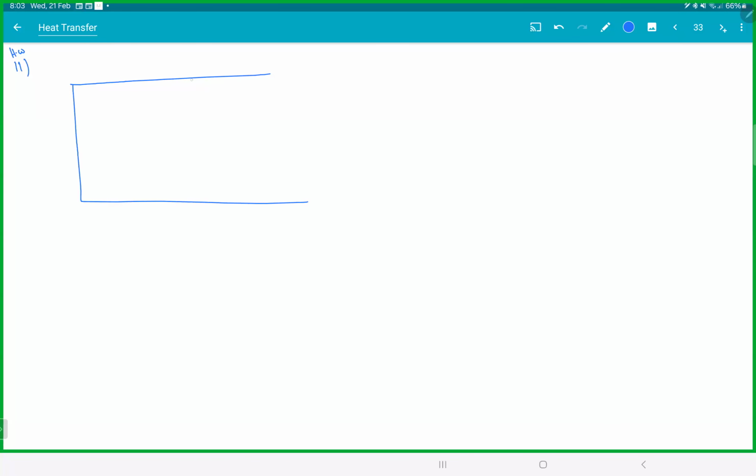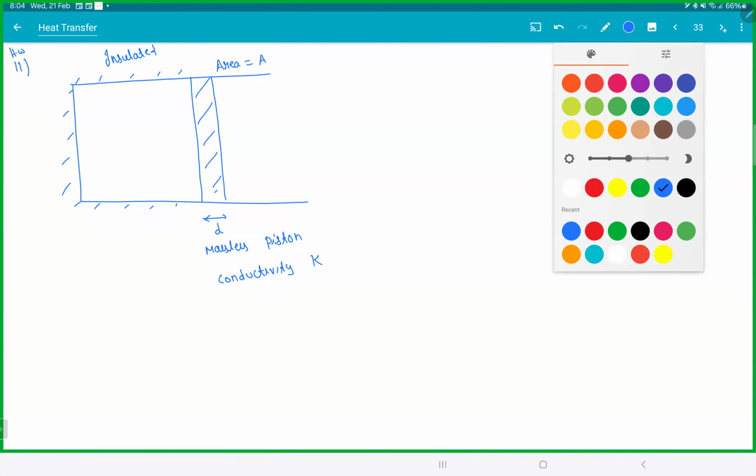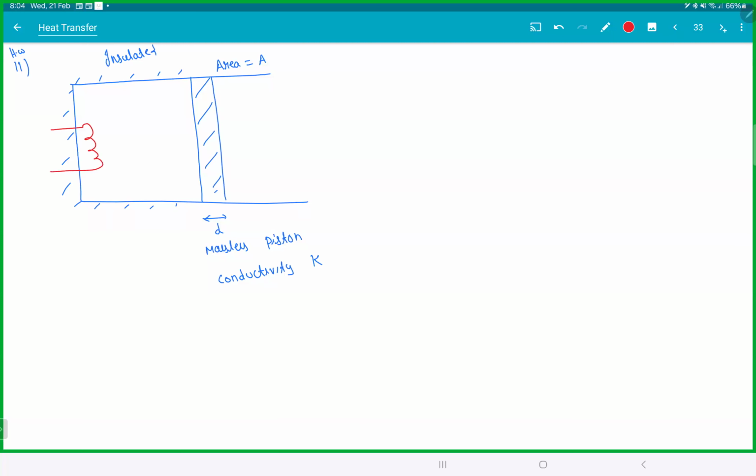So we have a piston. The thickness of the piston is D. Area of cross section A. Thermal conductivity of the massless piston is K. And the whole setup is insulated. Piston is conductive, meaning piston can send the heat out. Inside you kept a heater also. The heater is giving energy at a rate of Q joules per second.